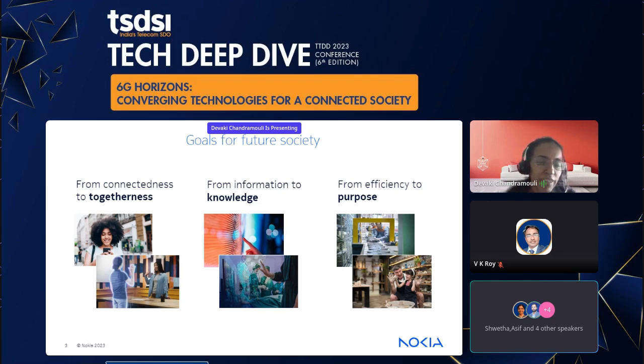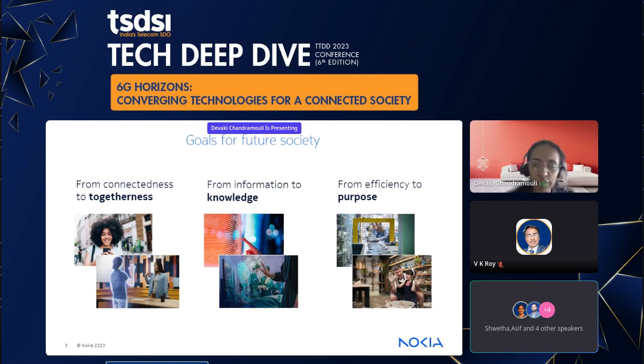Now, starting with the goals for our future society, we believe with 6G, we can actually move from connectedness towards togetherness, and also from information to knowledge, and from efficiency to purpose. So what do we really mean by those? With togetherness, we mean people should be connected, and not just on their smartphones, but rather in real life, where they have access to information.